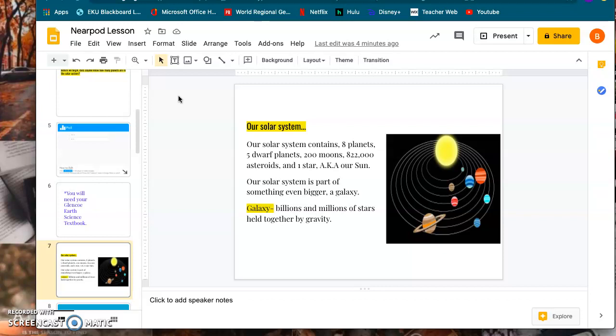Our solar system contains 8 planets, 5 dwarf planets, 200 moons, 822,000 asteroids, and 1 star, aka our Sun. The system is part of something even bigger, a galaxy. A galaxy is billions and millions of stars held together by the force of gravity.